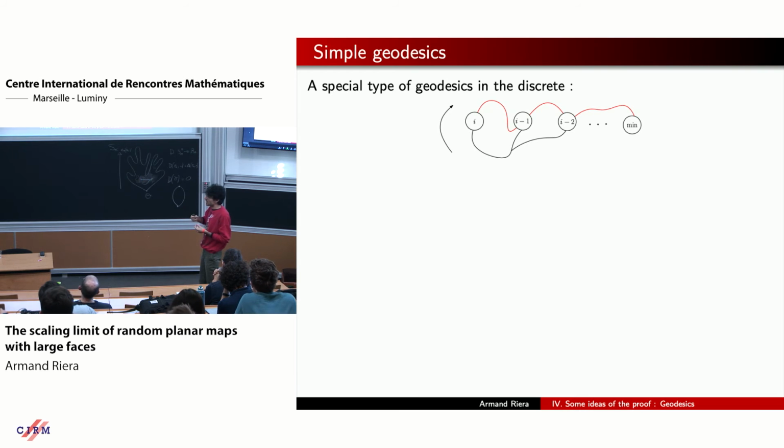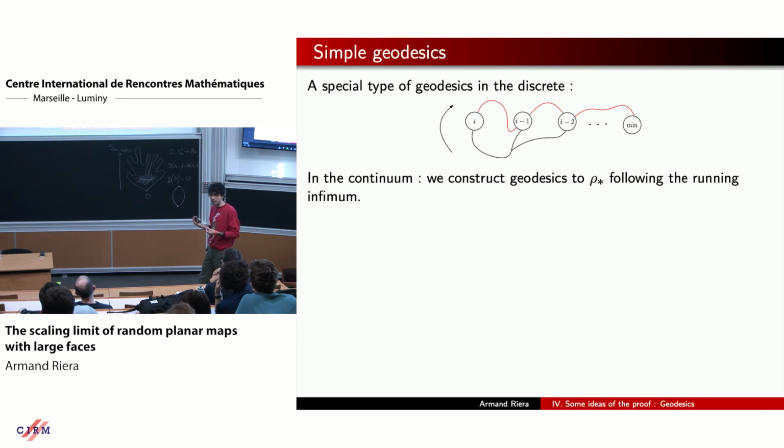Okay? And you obtain, in fact, in that way, a geodesic between your point and the point with the smallest label. And in the continuous, we have exactly the same thing. If you follow the running infimum, meaning that if you follow the new infimum that you see, then you are constructing geodesics to the root.